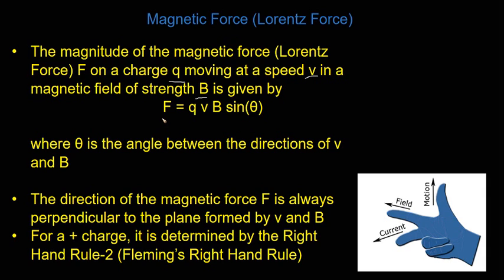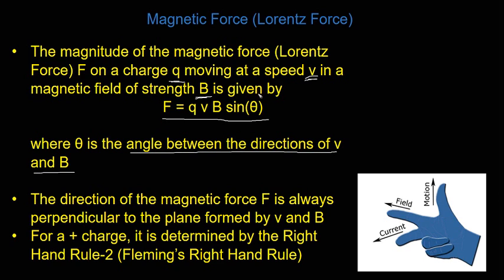and the Lorentz force is given by this equation, and this gives only the magnitude of the Lorentz force or the magnetic force on a charge Q moving with the velocity or speed v in a region of magnetic field B. Theta is the angle between the direction of velocity and magnetic field. Now, if theta is 0 or 180 degrees, that means when velocity vector and field vector are either parallel or opposite to each other, then the Lorentz force is 0.